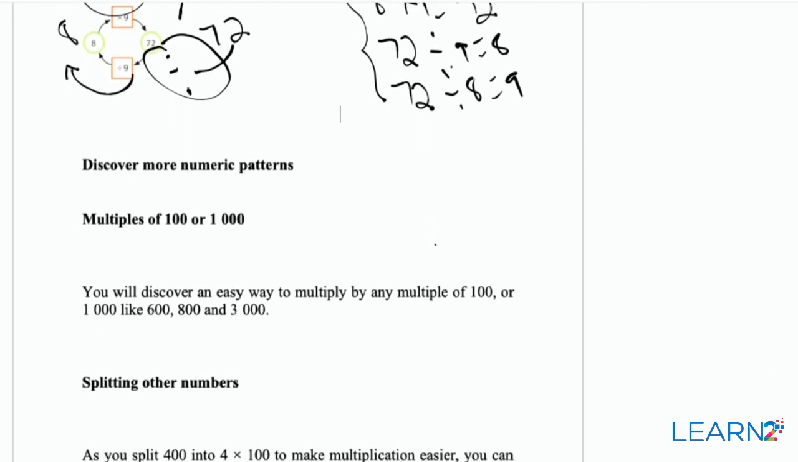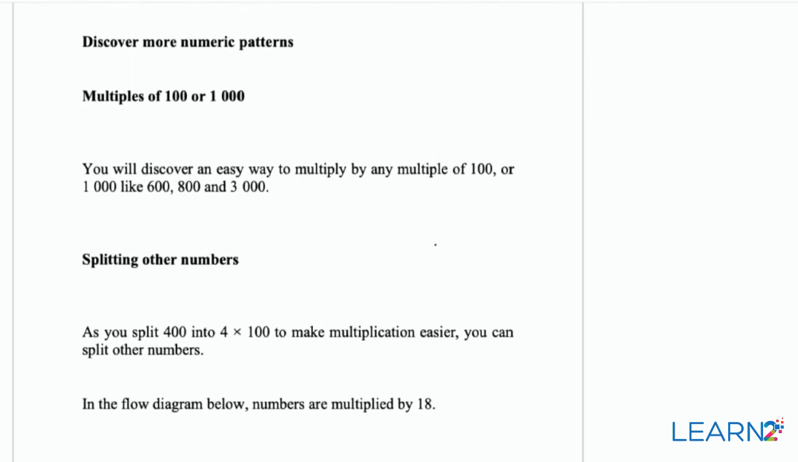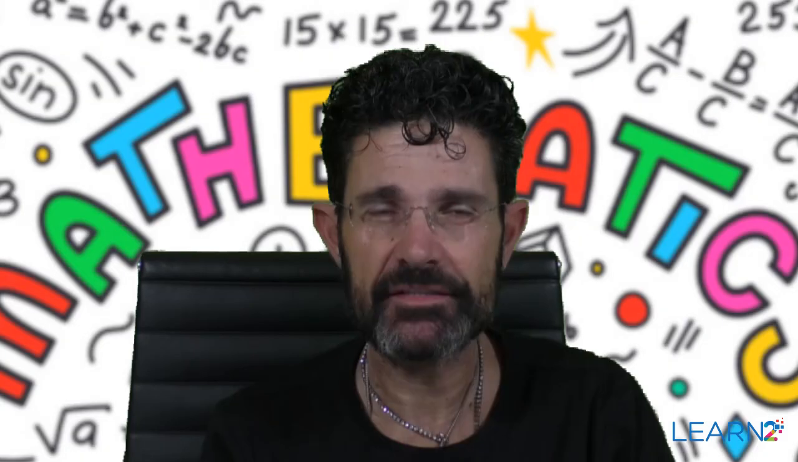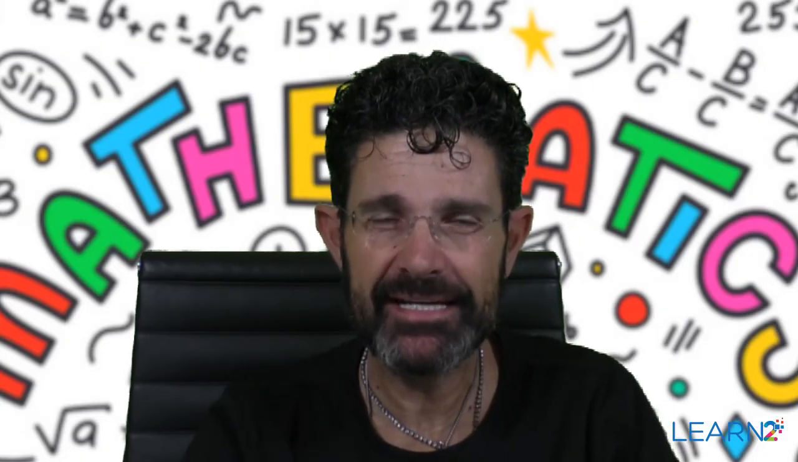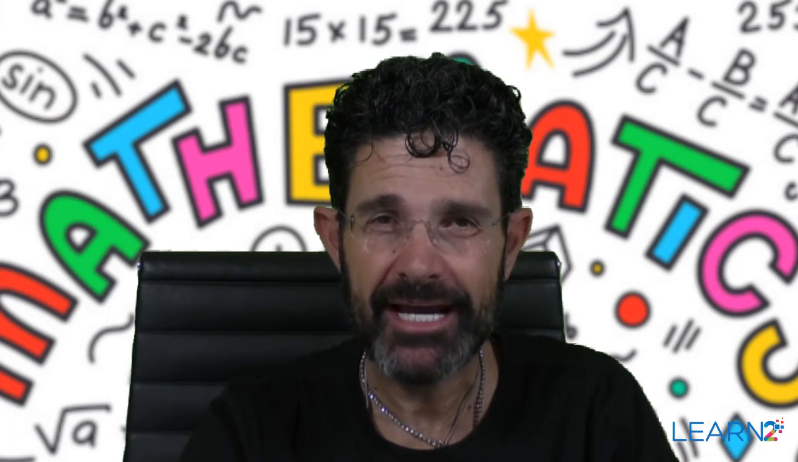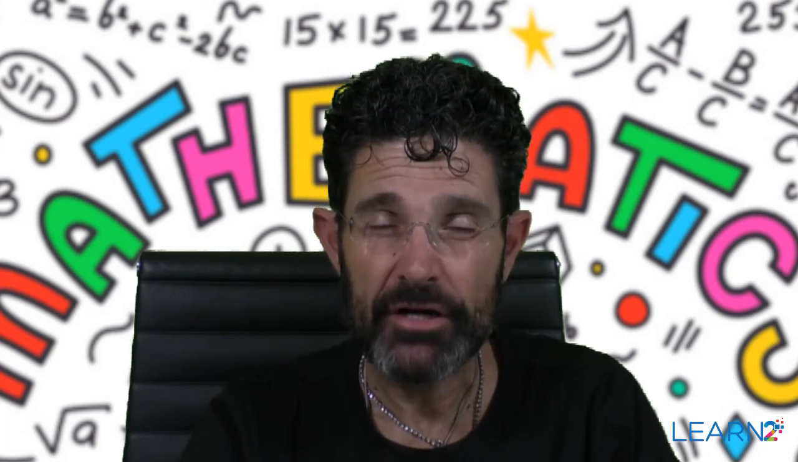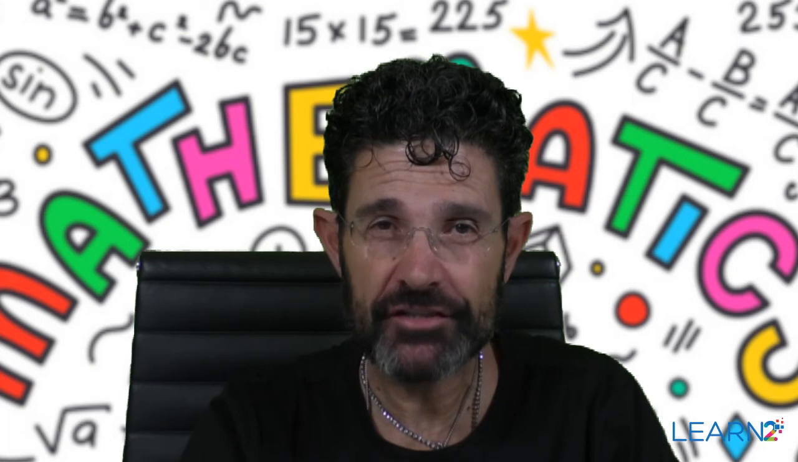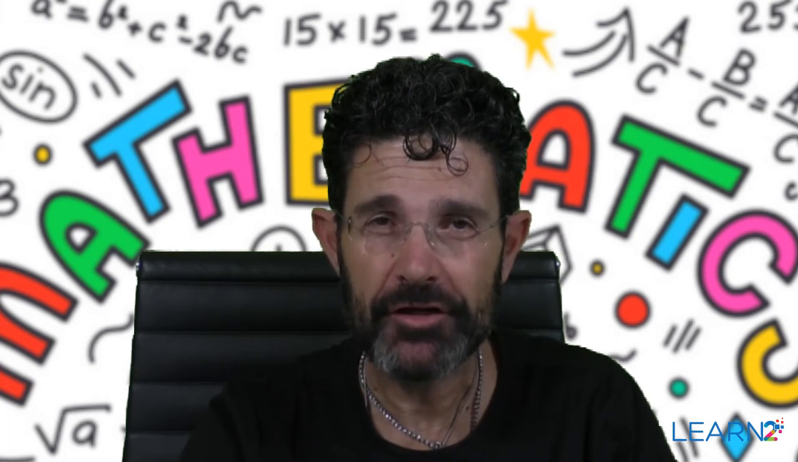What about understanding what we mean by multiples of 100 or 1,000? Well, let's take that up as a new concept. So the next concept we'll look at separately is multiples of 100 and 1,000. In the meantime, remember what inverse operations are and how you can show them on a flow diagram.